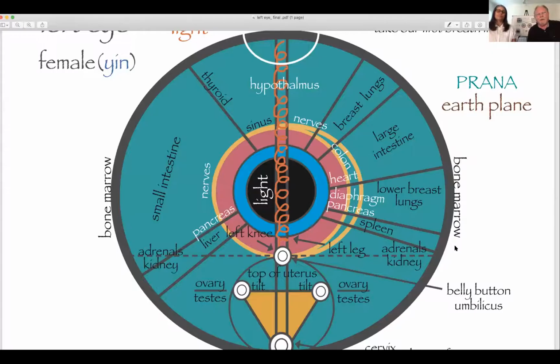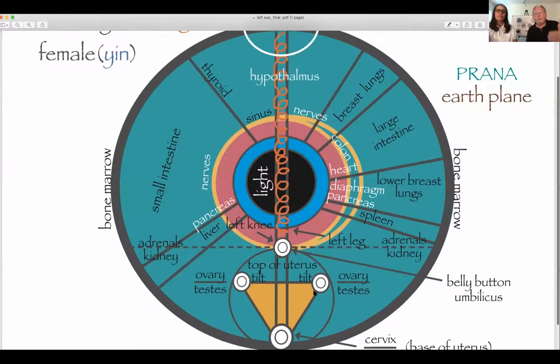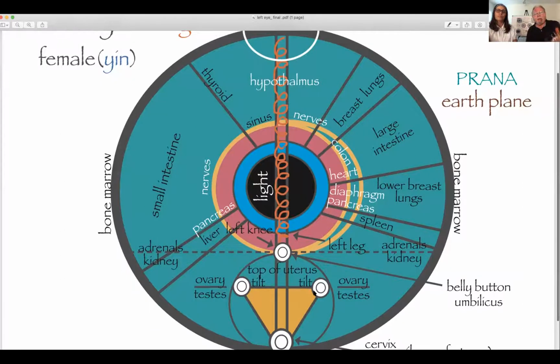There we go. So what we see is the outer part of the eye is the bone marrow, and the bone marrow is where the immune system starts. So T cells, stem cells, white blood cells, and red blood cells are manufactured in the bone marrow, which is the outer part of the eye. It activates from the center core, from the umbilicus, moves out to the earth, which is the bone marrow, and in the earth is what we activate all our immune cells.